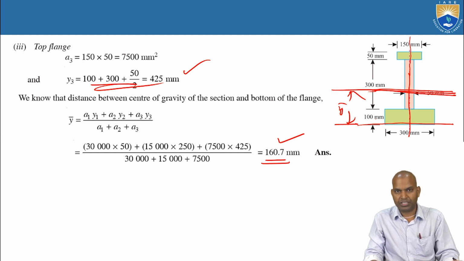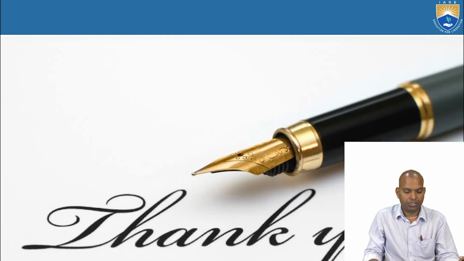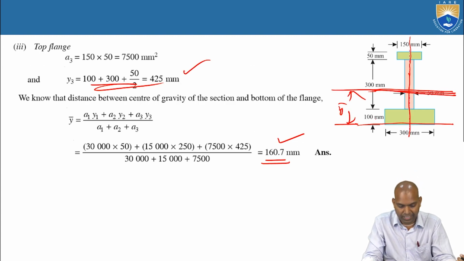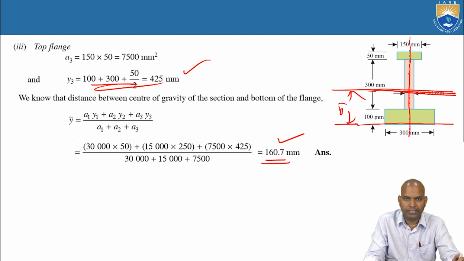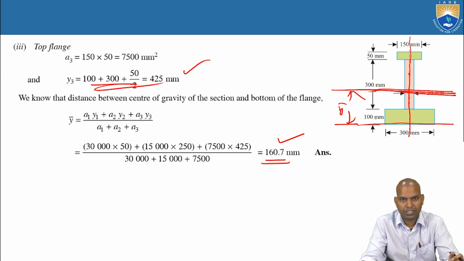Now, these are the certain things we have studied. The definitions and terminology we'll study in the coming sections. We followed certain references also, Hibbeler, Irving H. Shames, and so on. Let me conclude here. What we revised in this session is what is centroid, what is center of gravity and center of mass, what is a symmetrical section, the meaning of axis of symmetry, and unsymmetrical sections. We also calculated the centroid of both symmetrical and unsymmetrical sections, single line of symmetry and two lines of symmetrical sections.